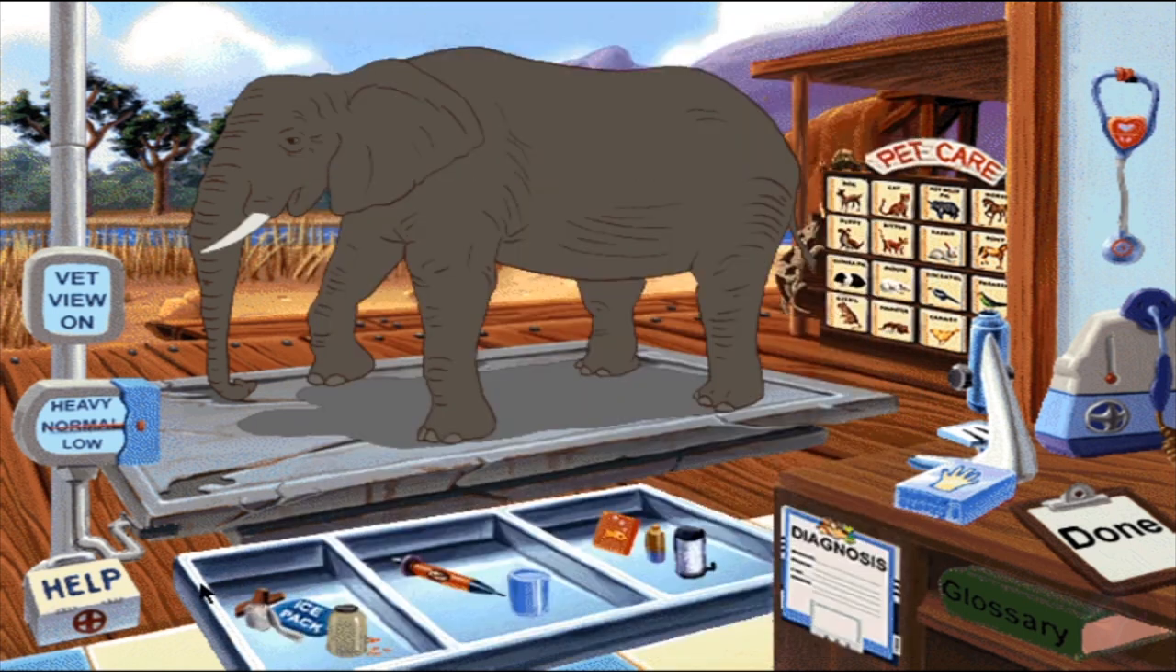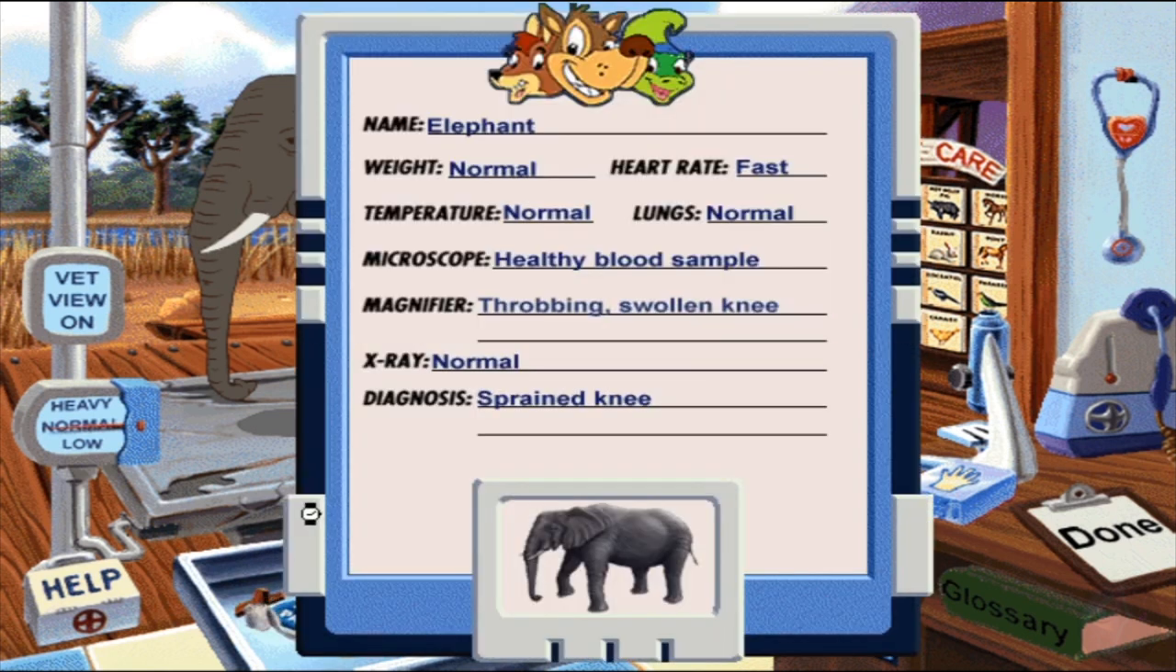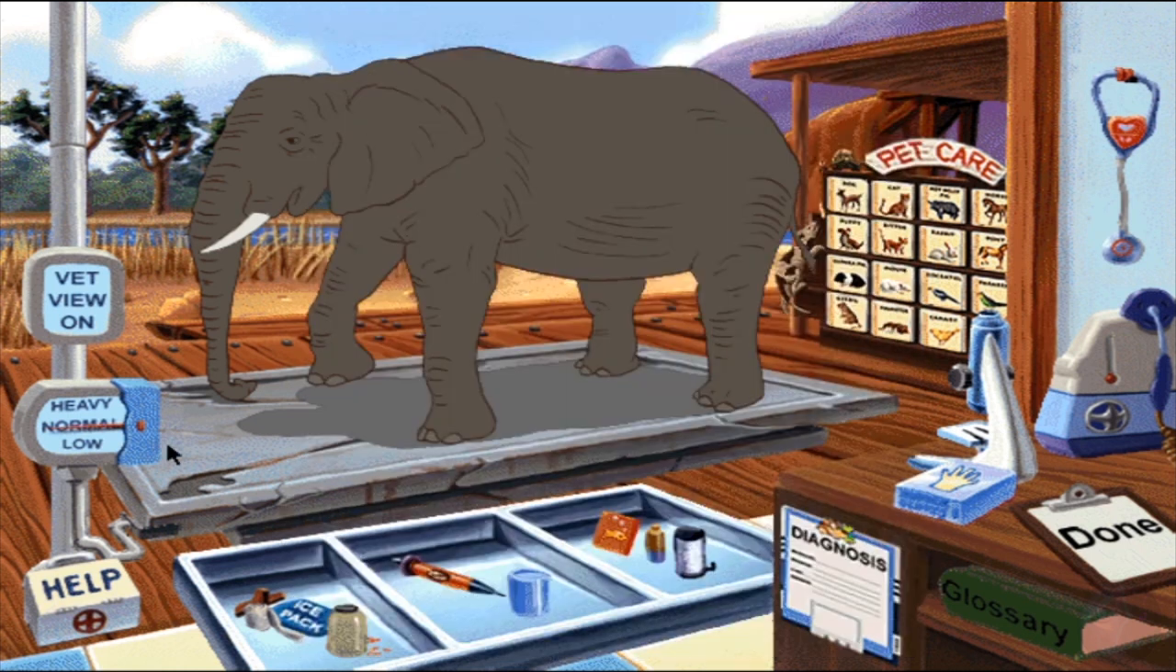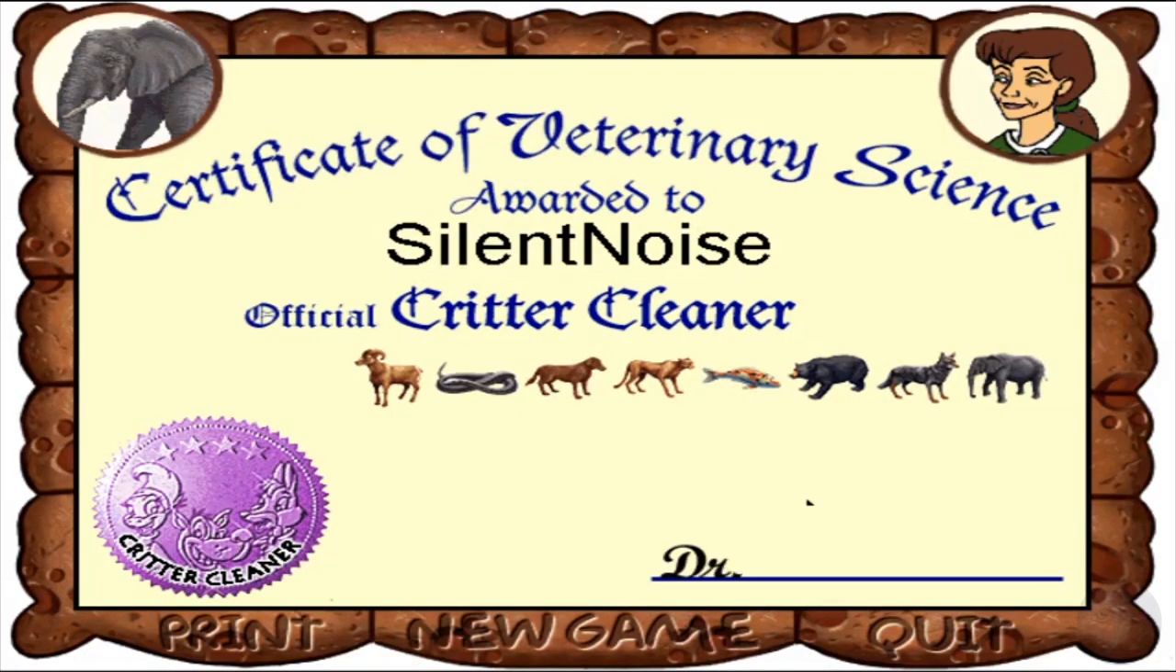Now that we know what the problem is, I will set up three trays. Bandage, splint, pain pills, ice pack. Dewormer shots. Good job. This diagnosis was tough. The magnifying glass reading was the most helpful. The ice pack will reduce the swelling, and the bandages and splint will allow the knee to mend properly. The elephant should stay in bed for 2 weeks. Congratulations! You really earned this certificate.